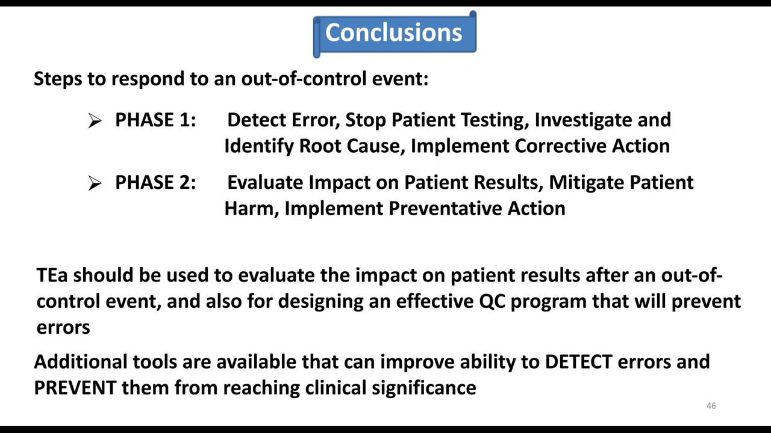So in conclusion, a systematic approach should be implemented by each lab to respond to an out-of-control event. The approach should include two phases, where in phase one, we detect the error, we immediately stop patient testing, we investigate and identify the root cause of the issue, and implement corrective action so we can resume patient testing. Don't forget phase two, which is to evaluate the impact on patient results, mitigate patient harm by issuing corrective reports and calling providers, and implement preventative action to prevent the problem from reoccurring.